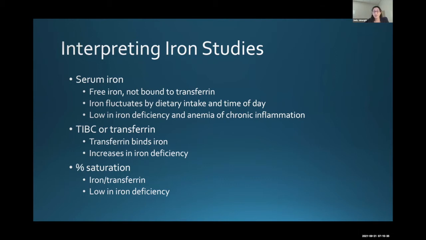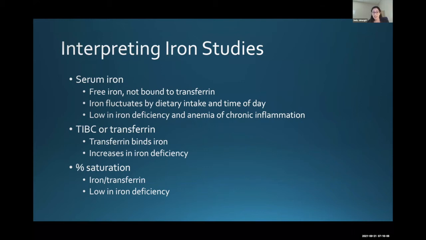And again, if somebody has been fasting, it may artificially be low, or if they just had a hamburger, maybe it'll be artificially elevated, so not necessarily the best measure. The total iron binding capacity, or transferrin, looks at the molecules that are put out to bind iron. And in the setting of iron deficiency, your body's trying to grab more iron from that GI tract, so it's going to be putting out more of the transferrin. So the iron binding capacity, or transferrin, should increase in that setting.